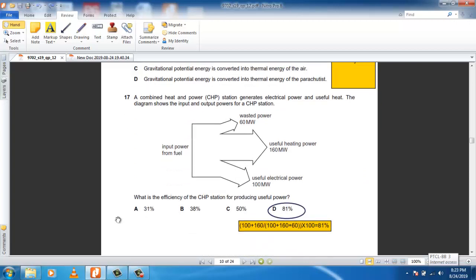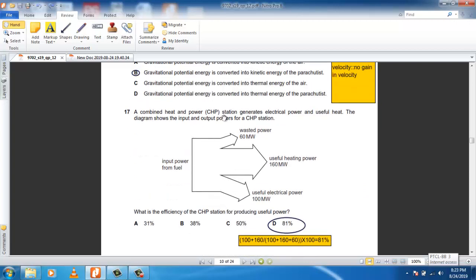Question number 17 says that a combined heat and power station generates electrical power and useful heat. The diagram shows the input and output power for a CHP station. What is the efficiency of the CHP station for producing the useful power? So you have to identify what the useful powers are. Useful powers are 100 megawatt and 160 megawatt. 60 megawatt is the wasted power.